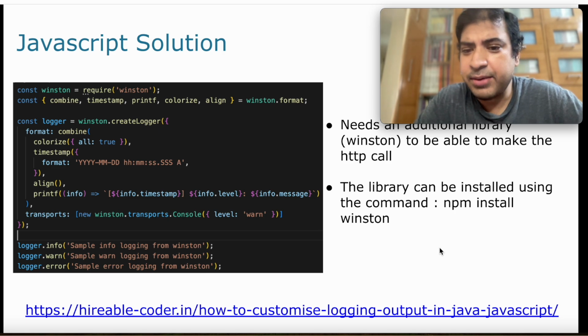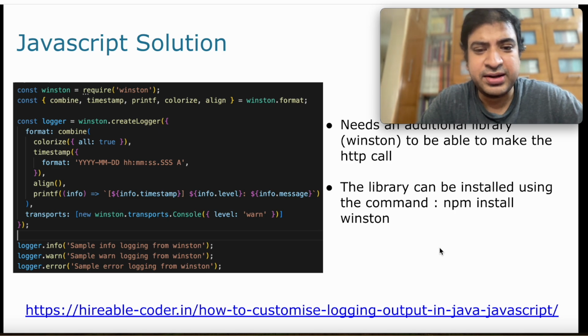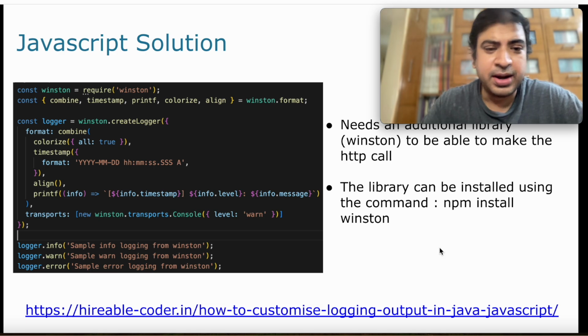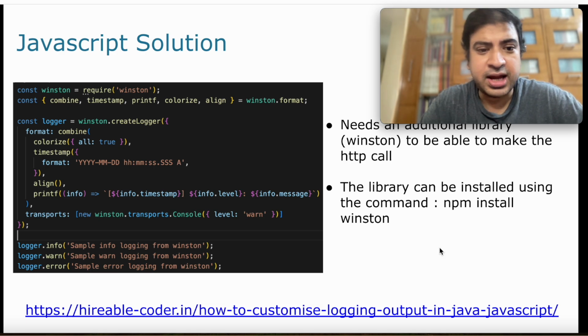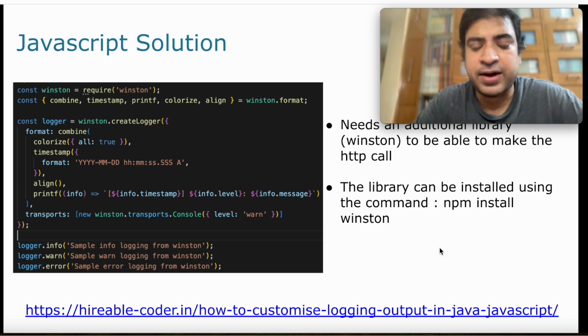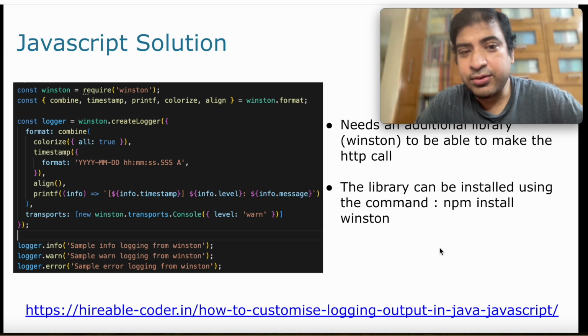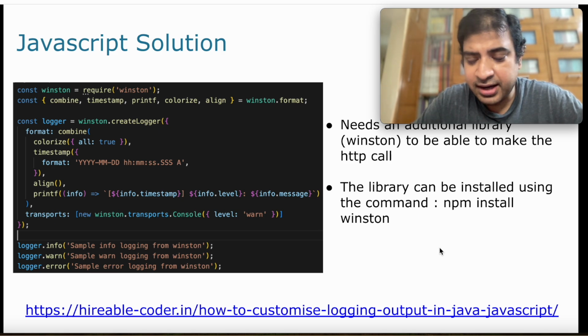This Winston library can be installed using npm install winston, and the program can be run using the command node followed by whatever file name you give, maybe logging demo.js. So the command to run this file would be node logging demo.js. That's how the JavaScript solution looks.